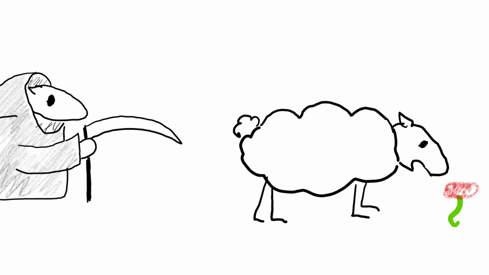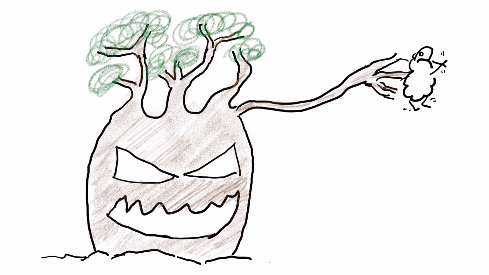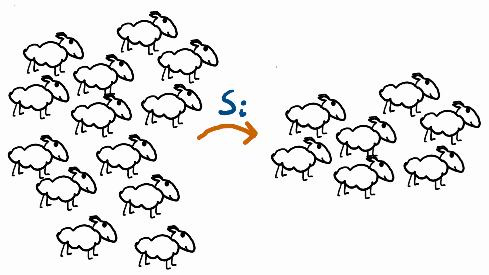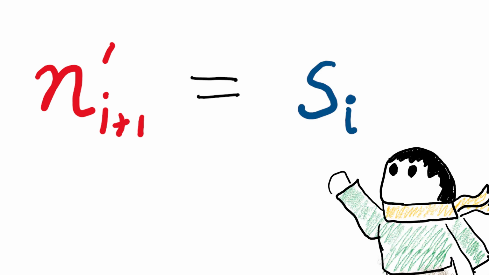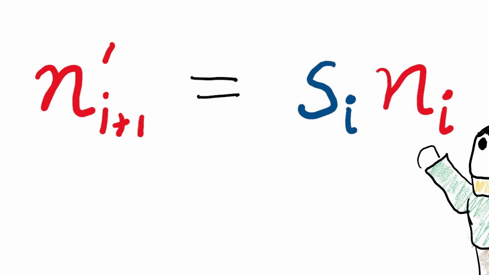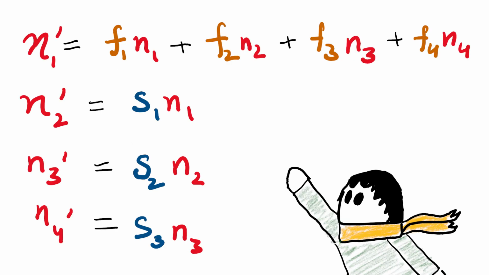Unfortunately, not all sheep make it to the next year. Some choke on roses or are graphically hunted down by baobabs. The fraction that survives is denoted by s sub i. We get the equation n sub i plus 1 prime is equal to s_i times n_i. If sheep lived up to only 4 years, then we get this set of equations.